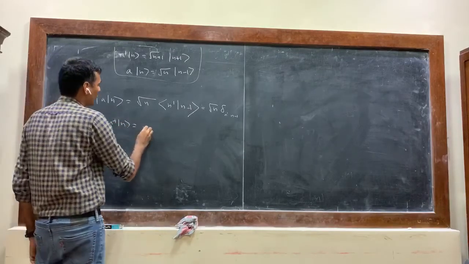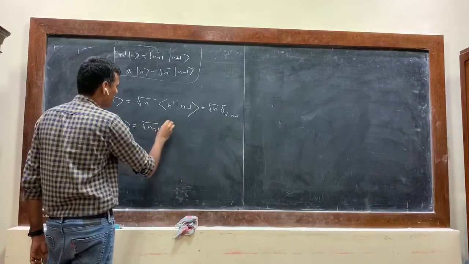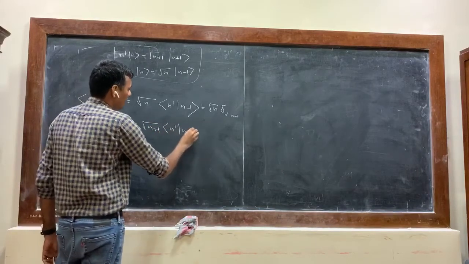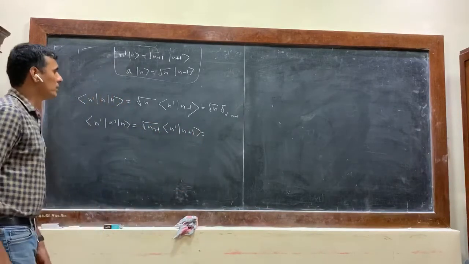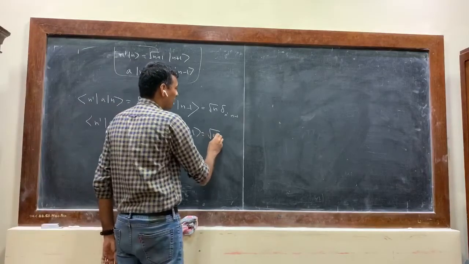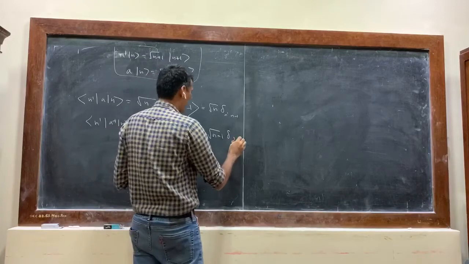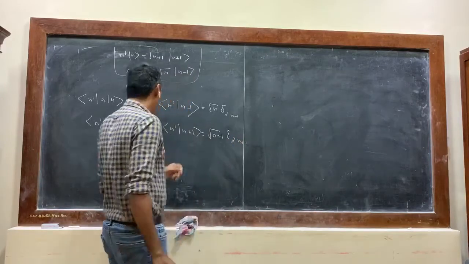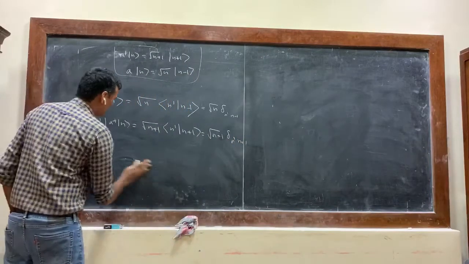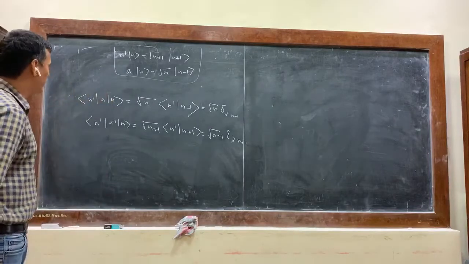This is equal to square root of n plus 1 times ⟨n'|n+1⟩, that is equal to square root of n plus 1 times delta n' n+1. Okay, so we've done this. So now let's do one thing.